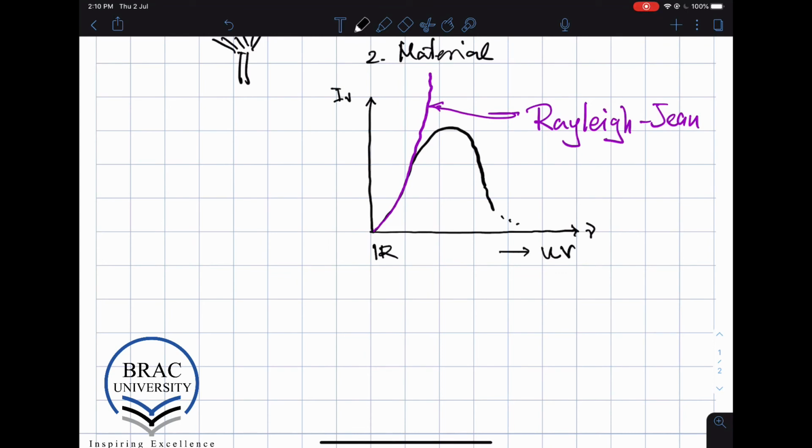this divergence was dubbed the ultraviolet catastrophe. Sounds like the name of a video game, but that's the name it was given. So the ultraviolet catastrophe was a spectacular failure of classical electromagnetism. And this is the reason why Planck came up with his quantum hypothesis, which we will discuss later on today.